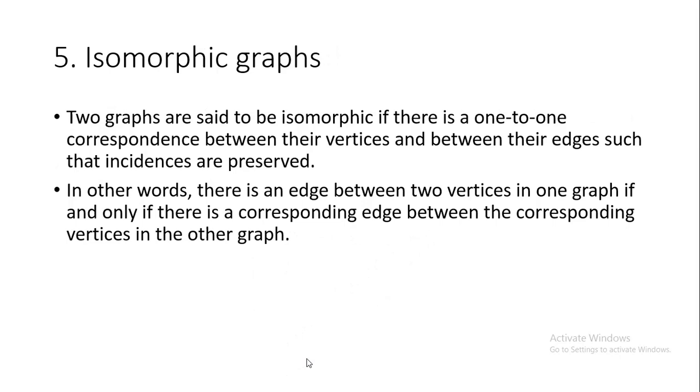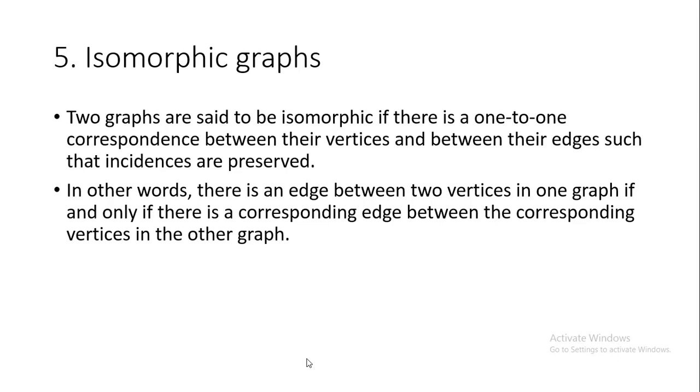Next graph are the isomorphic graphs. Two graphs are said to be isomorphic if there is a one-to-one correspondence between their vertices and between their edges such that incidences are preserved. So what is the condition for the isomorphic graph? One-to-one correspondence is a must between their vertices and between their edges also.